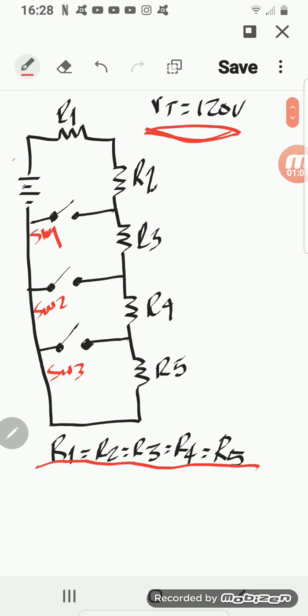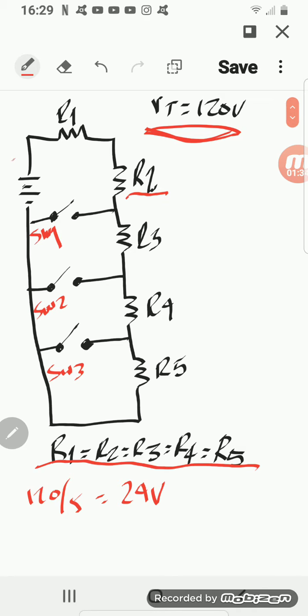So in this first condition, if all the switches are open, how much voltage is on R2? Well, we're looking at the voltage of 120 volts divided by 5 resistors, because all the current would go through all 5 resistors. That means that my voltage would be 24 volts.